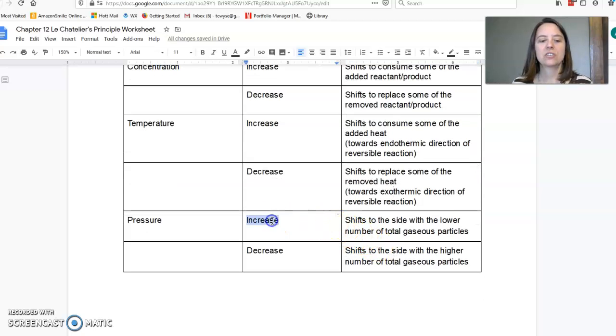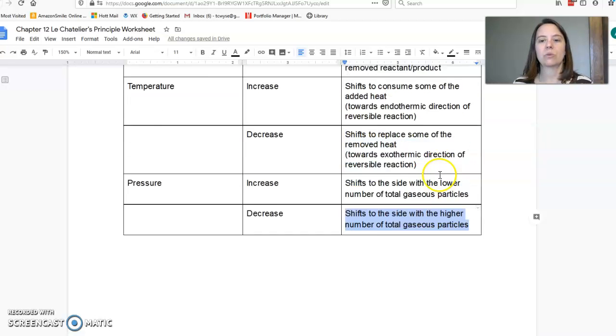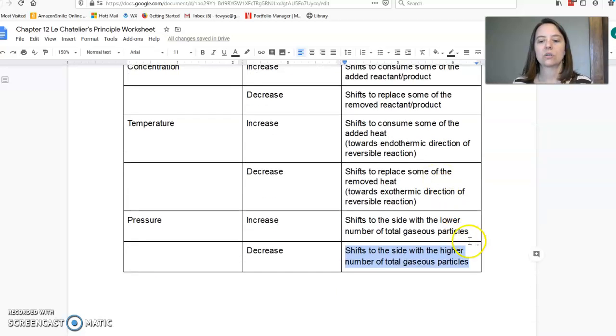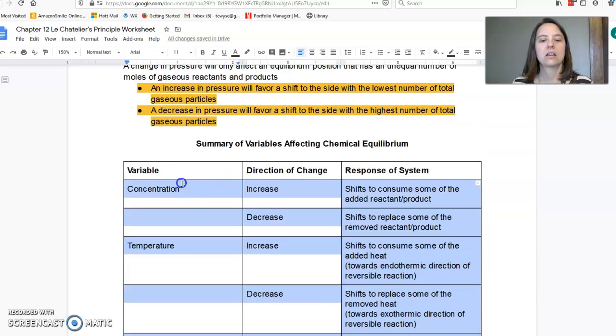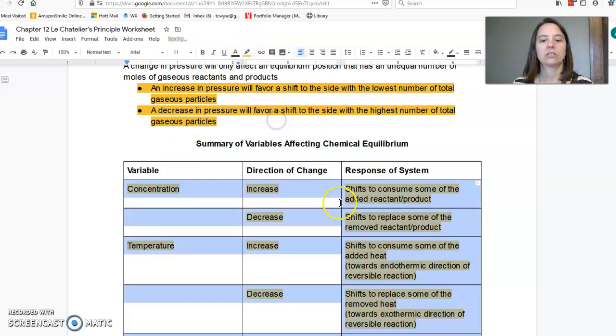So pressure increase, well, we know it's going to shift to the side with fewer gas particles, and decrease, it's going to shift to the side with more gas particles. So if you would like to highlight the whole thing, you may. Otherwise, you don't have to highlight the whole table because the whole table is important.